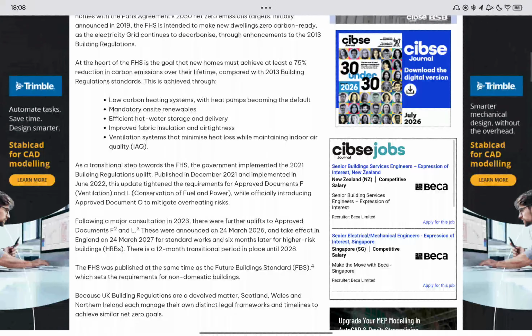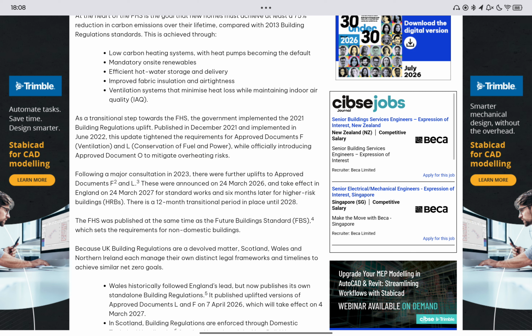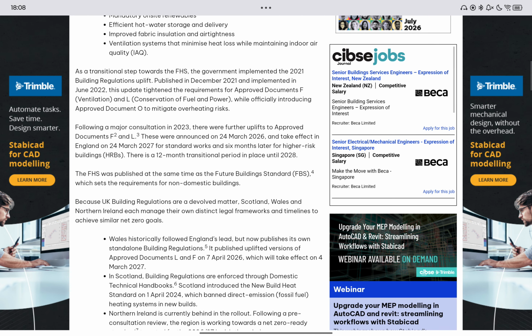As a transitional step towards the FHS, the government implemented the 2021 Building Regulations Uplift. Published in December 2021 and implemented in June 2022, this update tightened the requirements for approved documents F, ventilation, and L, conservation of fuel and power, while officially introducing approved document O to mitigate overheating risks.